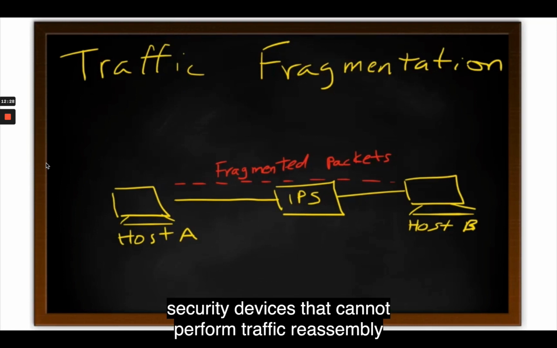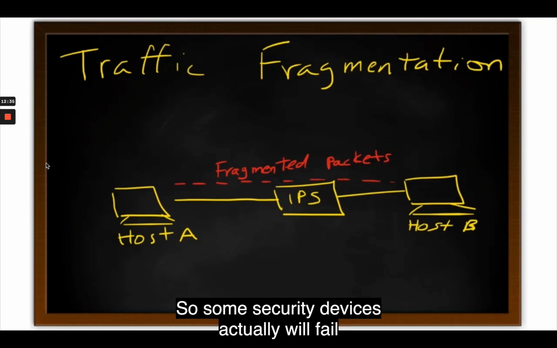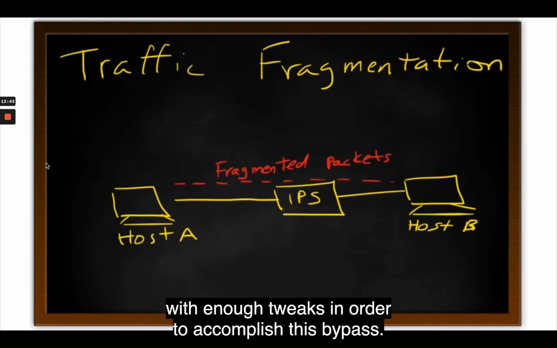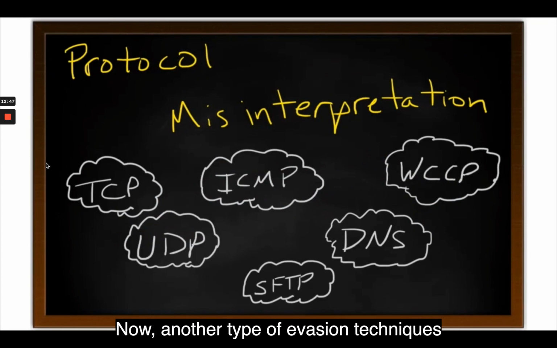Security devices that cannot perform traffic reassembly will automatically fail to prevent this type of attack. So some security devices will fail when the attacker reorders or fragments the traffic with enough tweaks in order to accomplish this bypass. Now, another type of evasion technique is protocol-level misinterpretation.